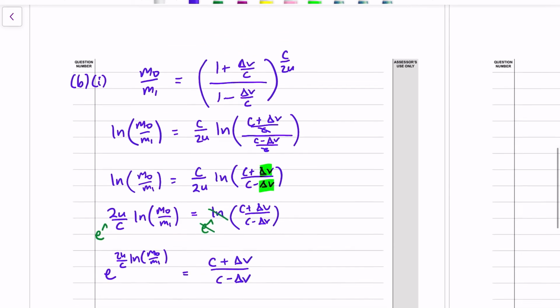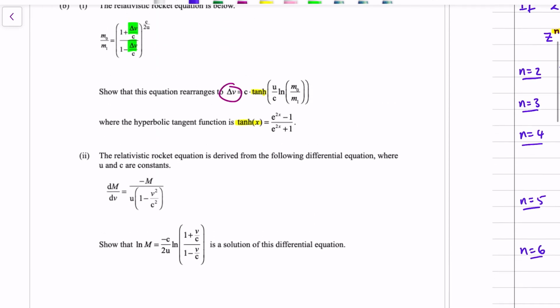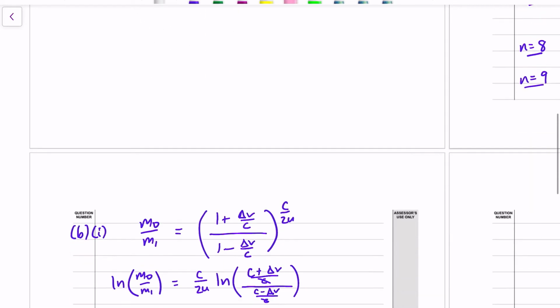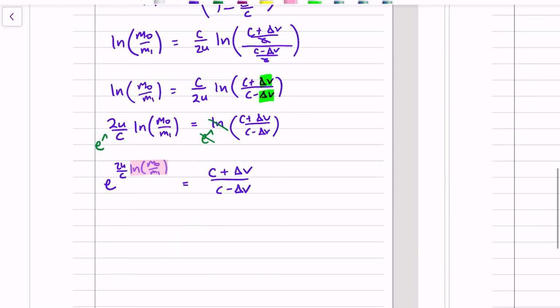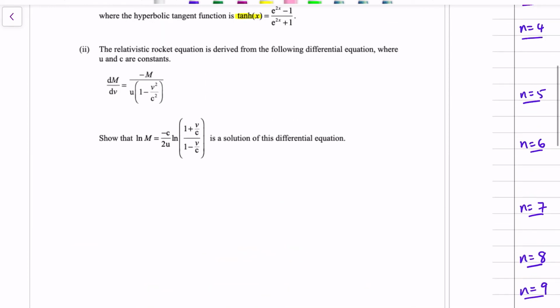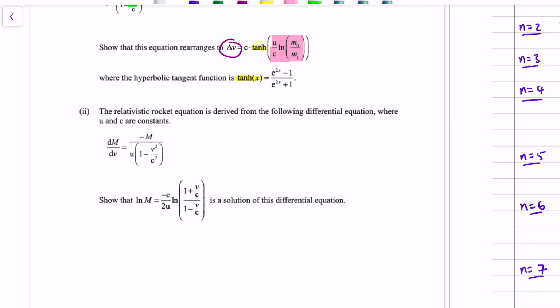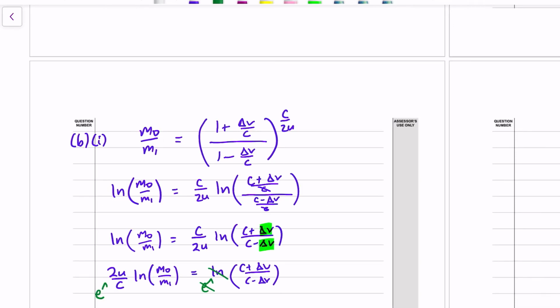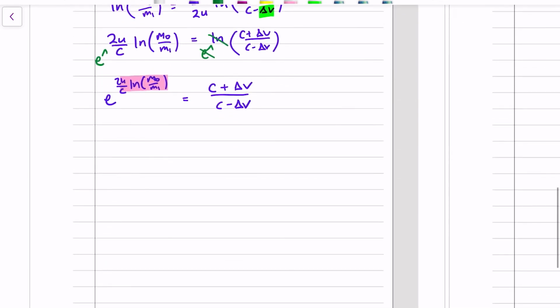I'm just going to have a quick look at where I'm heading here. See how we've got this hyperbolic tan function, and the argument of it is this u over c ln m0 over m1, which I've actually just got here. U over c ln m0 over m1. I've just got an extra 2 in the front of it, which is cool because there is a 2 in the expression in front of the x there. Okay, so still trying to make delta v the subject of this equation. Move the c minus delta v up the top.